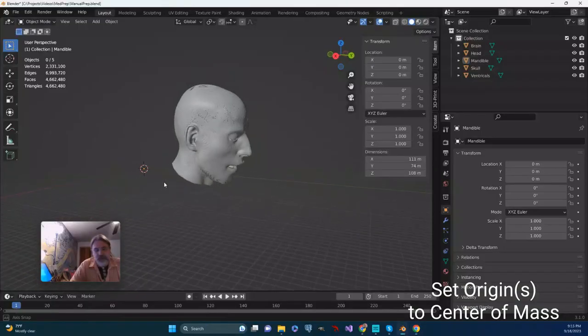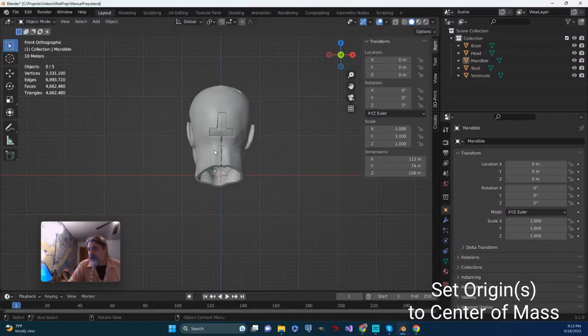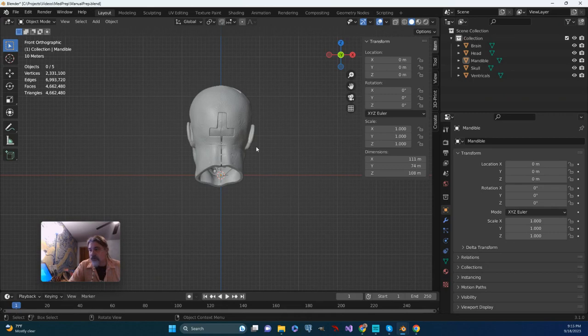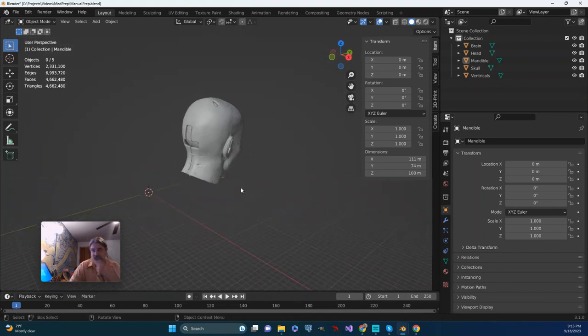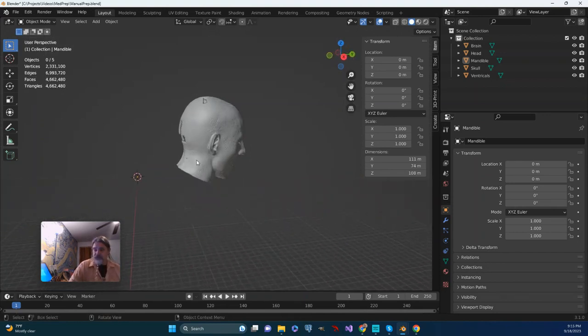All right, so I've got a few things going on. If I push one, we can see that, or for that matter, if I push three, we can see that he's facing the wrong direction. So I want to flip everything 180 degrees.